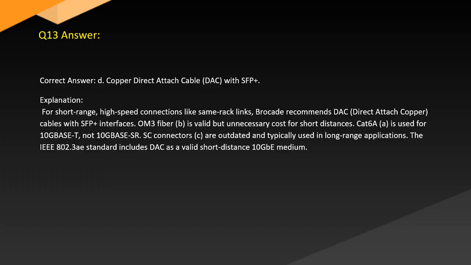Answer. Correct answer: D. Copper direct attach cable, DAC, with SFP+. Explanation: For short-range, high-speed connections like same-rack links, Brocade recommends DAC direct attach copper cables with SFP+ interfaces. On fiber, B is valid but an unnecessary cost for short distances. Copper, A, is used for 10BASE-T, not 10GBASE connectors. C is outdated and typically used in long-range applications. The IEEE 802.3 standard includes DAC as a valid short-distance 10G medium.